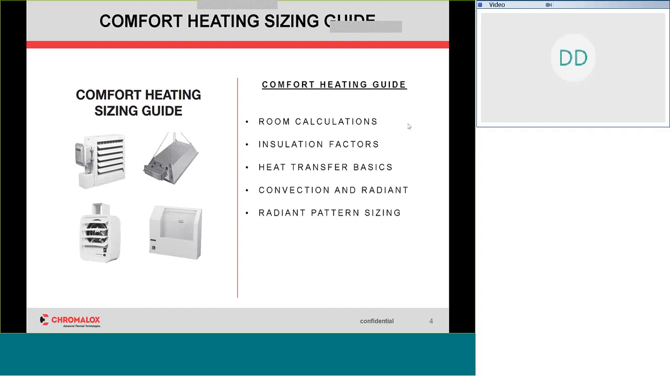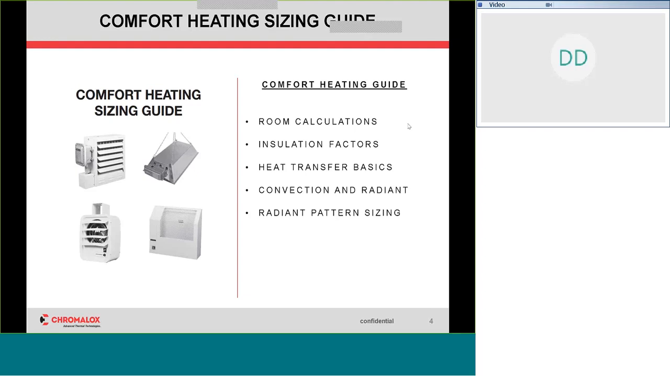This used to be in print, probably 10, 15, who knows, 20 years ago. It's now obviously digital. It's PDF. You can get it on the website, but I'll also be providing it at the end. It'll be a part of the email and the Dropbox and the training site.